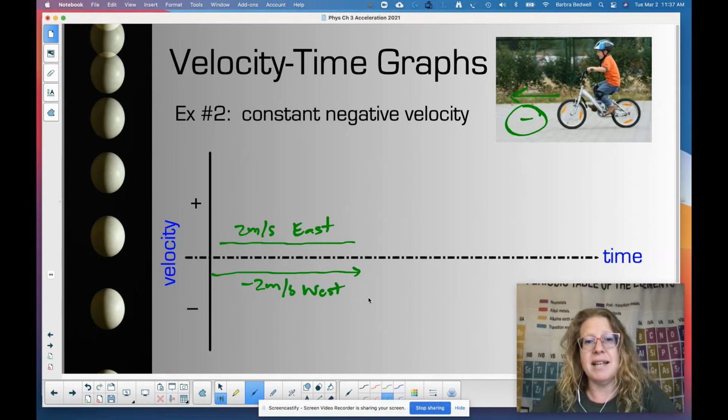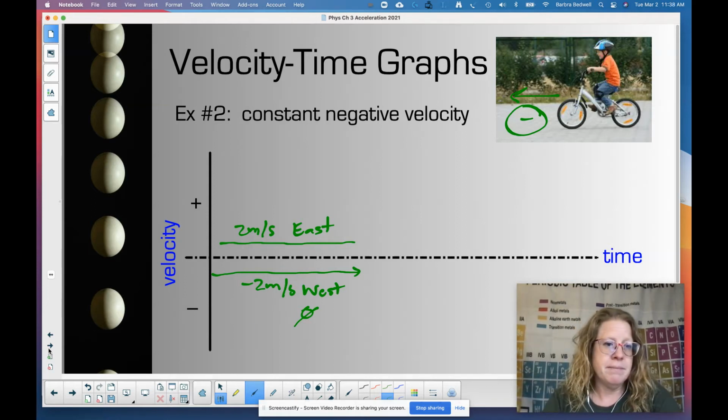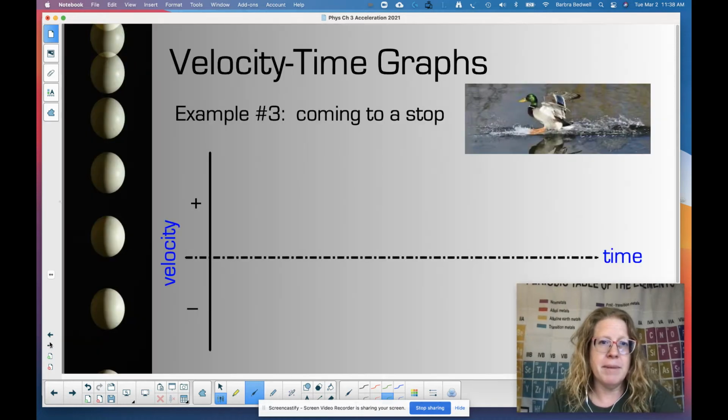So constant negative velocity. Again, our slope here is equal to 0. It's 0, but on the negative side. So again, constant velocity, but in the negative direction. All right. Oops, sorry. Didn't mean to hit that. There we go. All right.